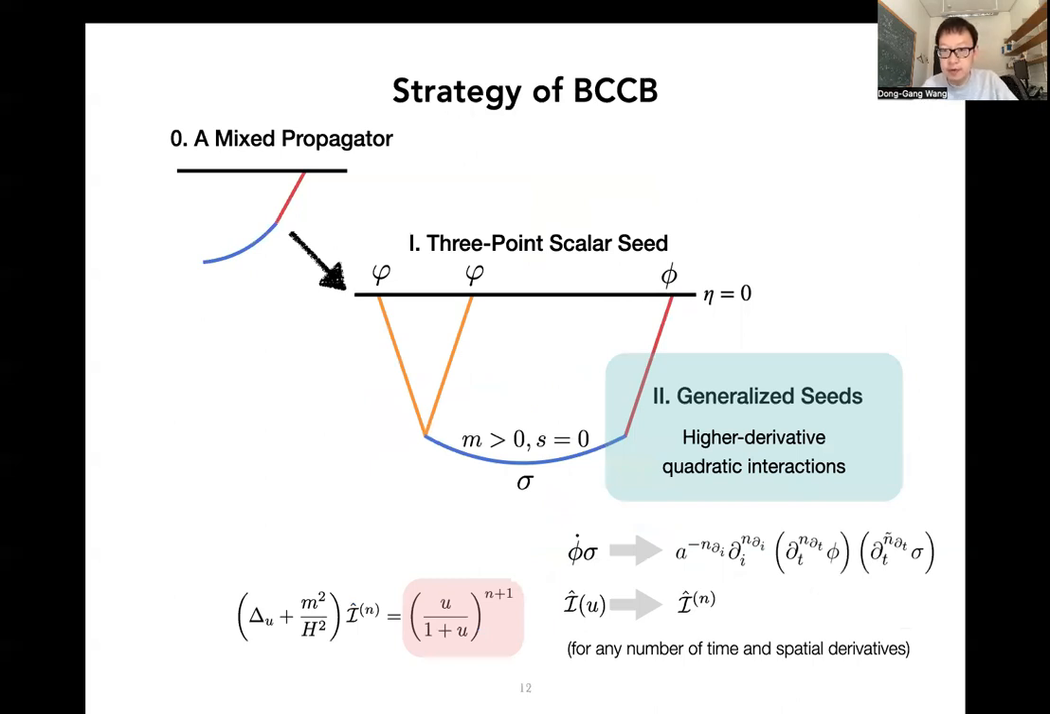Then the next step we need to do is to generalize this simplest φ̇σ linear mixing to the most general one, for any number of time and spatial derivatives on both φ and σ fields.